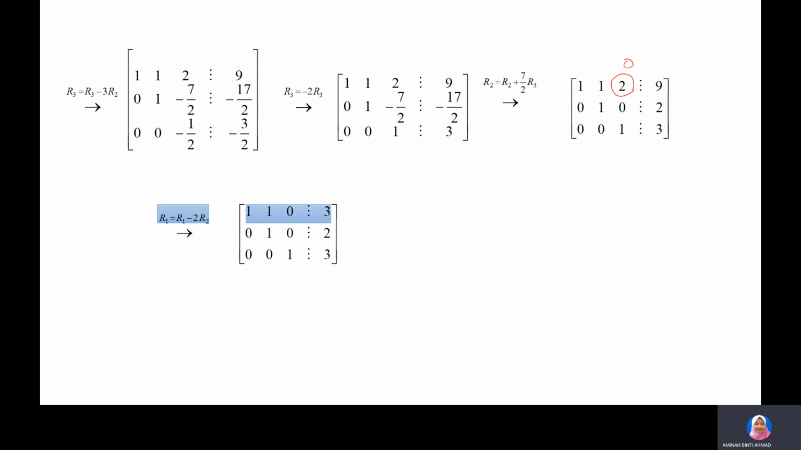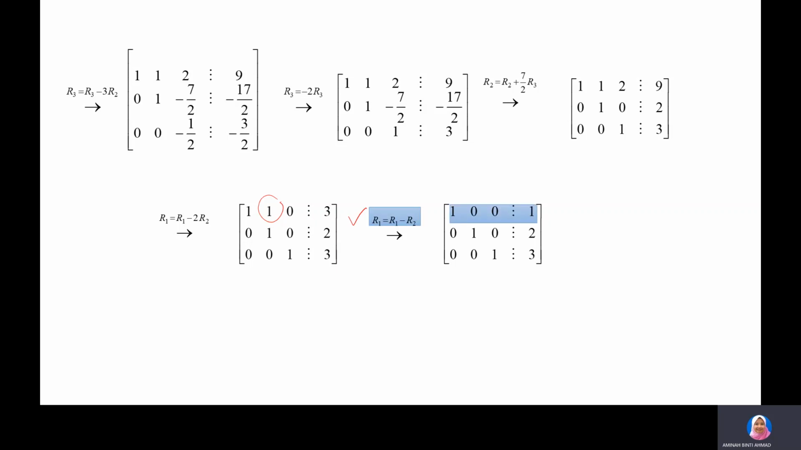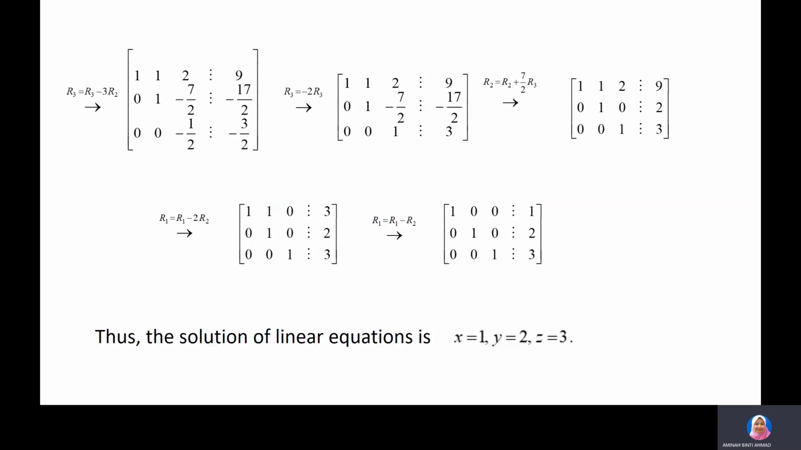Okay. And lastly, we will do this part. So we get row 1 equal to row 1 minus row 2. And we get the final answer. Since this part is already the identity, we can write x equal to 1, y equal to 2, and z equal to 3. So the solution for the linear equations is this.